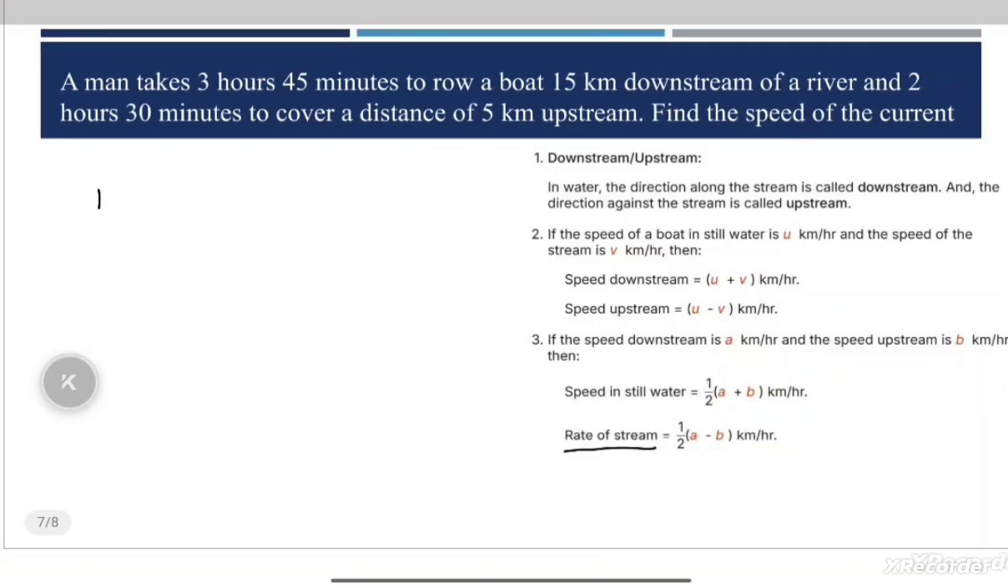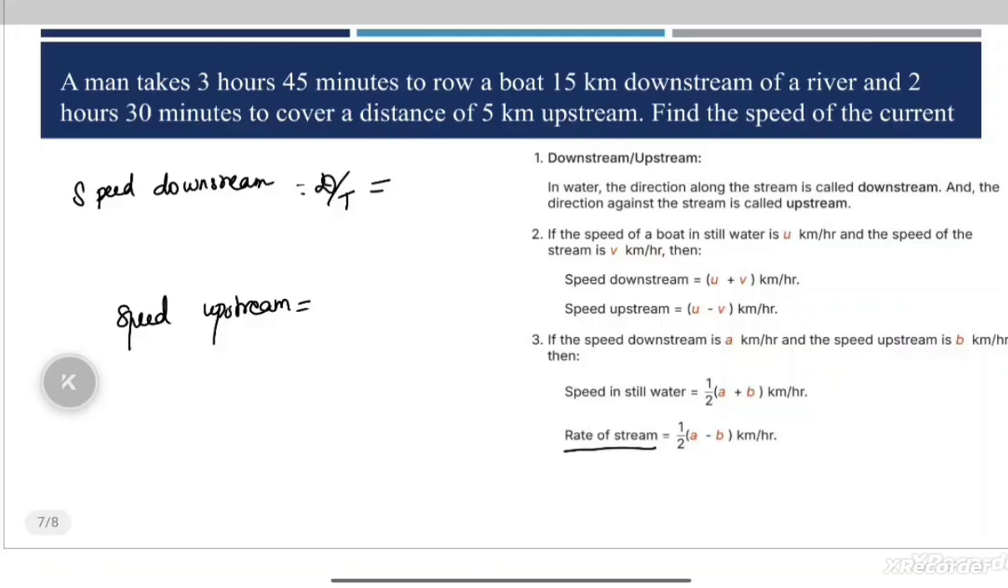Nothing regarding speed is given, but what is given is the time, 3 hours 45 minutes, and the distance. So obviously we know that, according to our definition, speed is equal to distance by time. A man takes 3 hours 45 minutes to row a boat 15 kilometers downstream of a river, and 2 hours 30 minutes to cover a distance of 5 kilometers upstream.